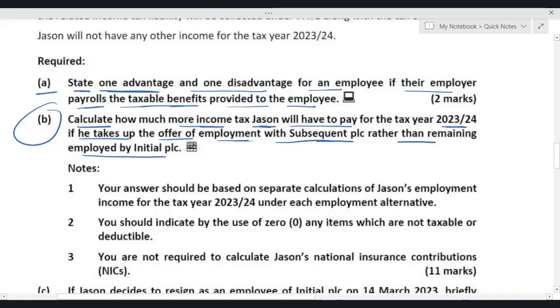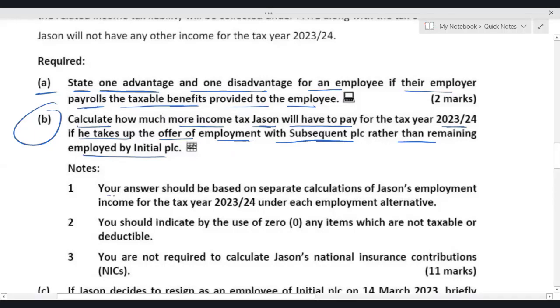So calculate how much more income tax. In this case, you have to have the income tax liability when Jason is working for initial PLC, and then we have to calculate the income tax liability again when Jason works for subsequent PLC. Only in this case can we easily answer how much additional tax Jason is required to pay if Jason opts for the offer of subsequent PLC.